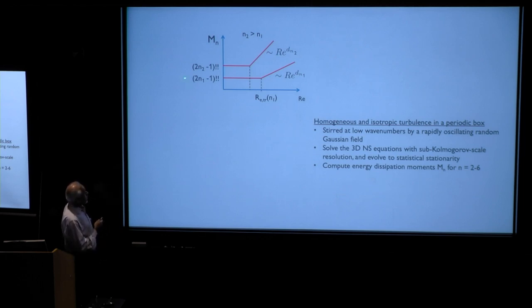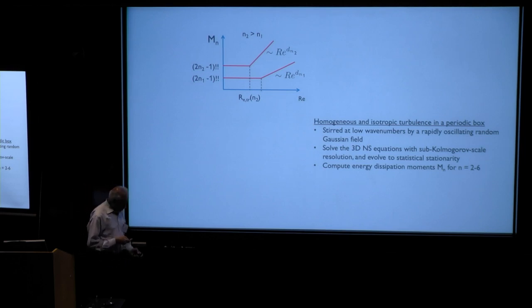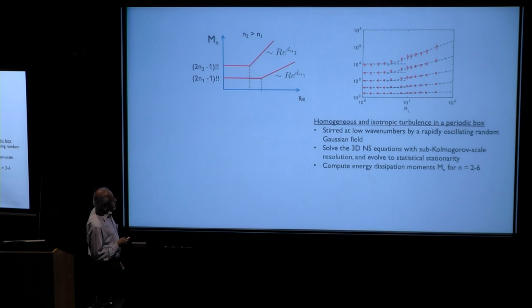And if you go to a higher moment n2, that too behaves like that, but it takes off at a different Reynolds number, a lower Reynolds number than here, because the moment order is higher. And this power law is again characteristic of fully turbulent flow. Now that's really how the data look.